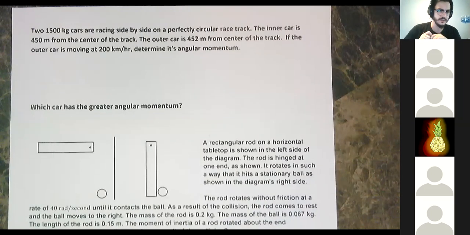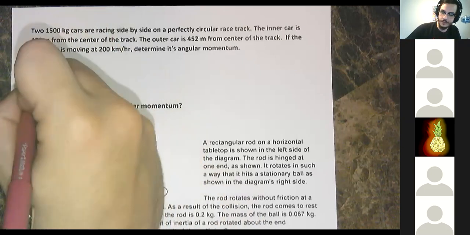Two 1,500-kilogram cars are racing side by side on a perfectly circular racetrack. The inner car is 450 meters from the center of the track. The outer car is 452 meters from the center of the track. The outer car is moving at 200 kilometers per hour. Determine its angular momentum. All right, I want you to envision this.